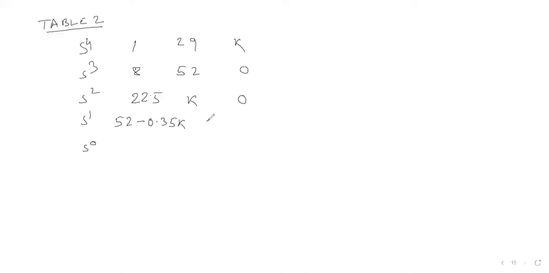Table two, S to the power 4, 3, 2, 1, 0. First value 1, 29 K. Second value 8, 52, 0. Third value 22.5 K, 0. And 52 minus 0.35 K, 0, 0, similarly K, 0, 0. This is the value.